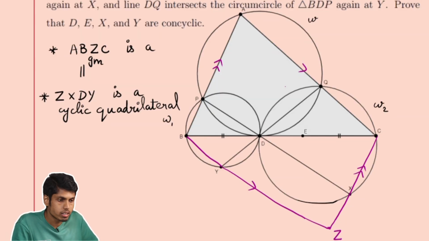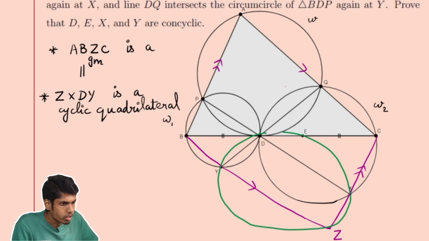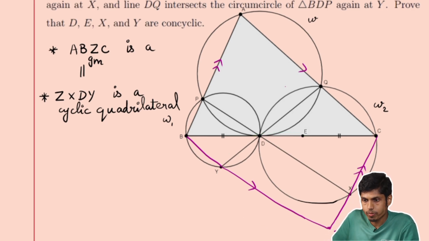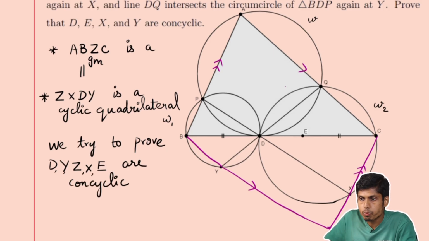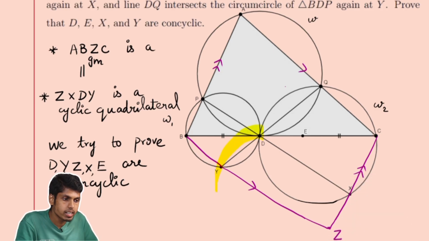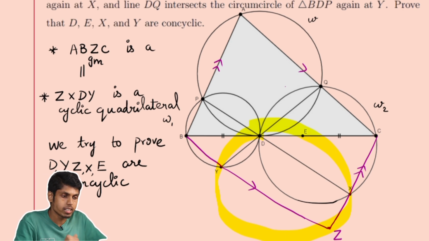If you try to construct the circle DYZX, it will inevitably pass through the point E. So now maybe we make a conjecture that all points D, Y, Z, X, E are concyclic. So this is what we will be trying to prove: D, Y, Z, X, E are cyclic. The points are concyclic because it must pass through the point E. As the question says that D, Y, X, E are concyclic, the circumcircle of DYX must pass through E, and it already is passing through Z. Let's get to prove that.